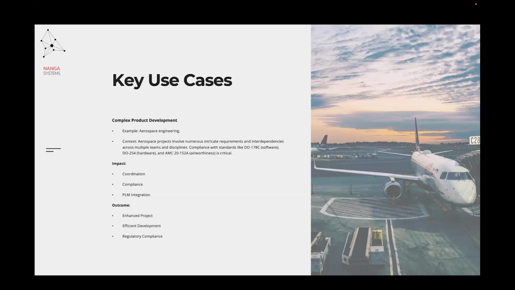So efficient development helps us with streamlined development processes through integrated requirements and PLM, the product lifecycle management, which can lead to efficient and timely project completion. And last but not least, again, we come to the topic of regulatory compliance, which ensures compliance with the aerospace or aviation-related standards, facilitating the certification and entry into service.